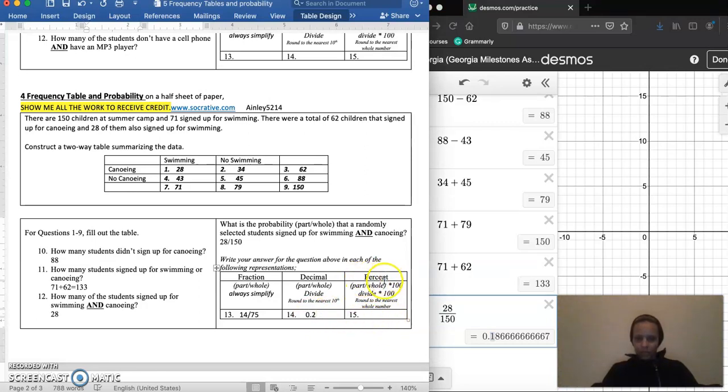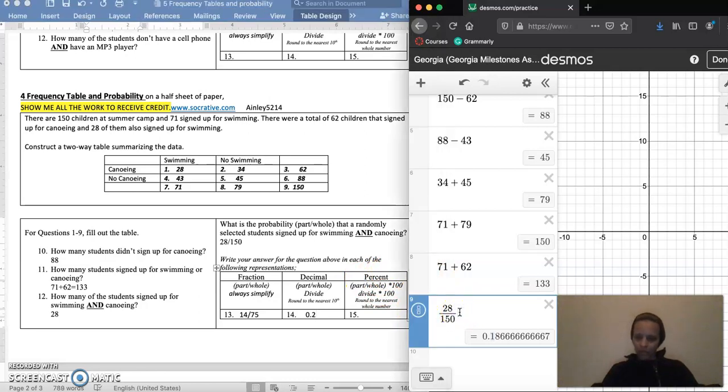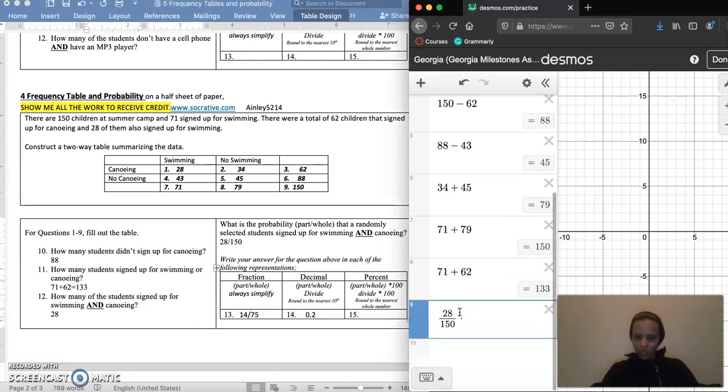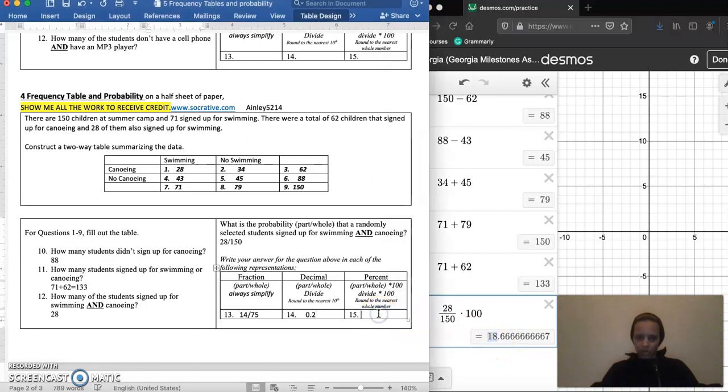And then percent, okay, you take your fraction and then you multiply it by 100 to make it into a percent. And then round to the nearest whole number. So here's the whole number, no decimal. What's the 6 going to do to 18? Go up by 1, so that's going to be 19%.